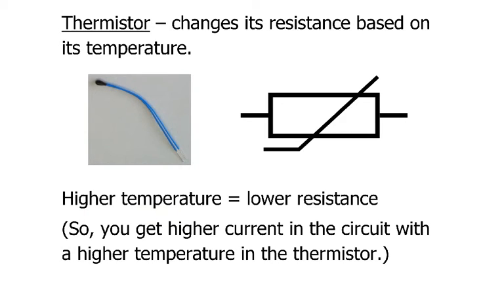So at higher temperature, the thermistor has a lower resistance, so that means that if the resistance is lower, you get more current flowing in the circuit. So basically, you get higher current with higher temperature in the thermistor. So temperature increases, resistance decreases, and you get more current. All right? That's the bottom line for a thermistor. Pretty straightforward.